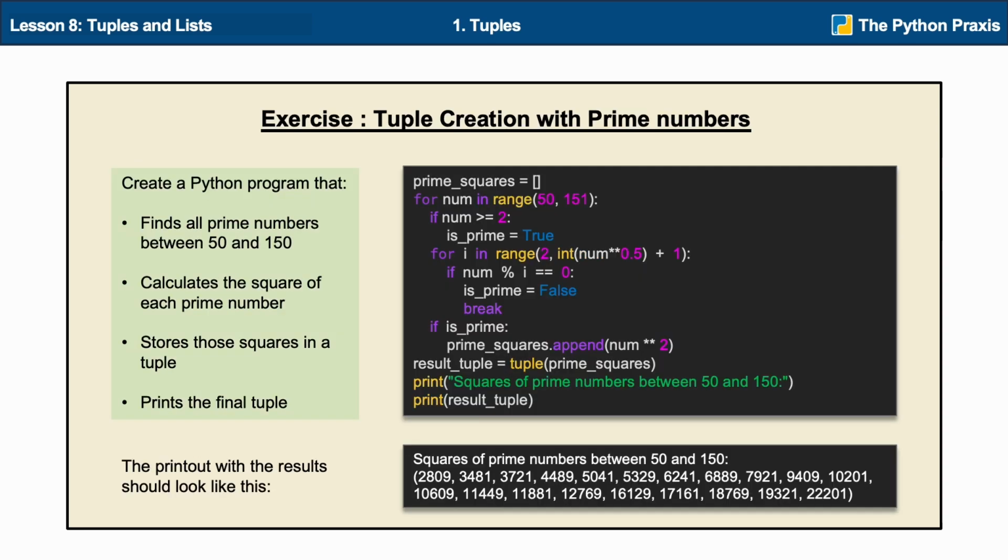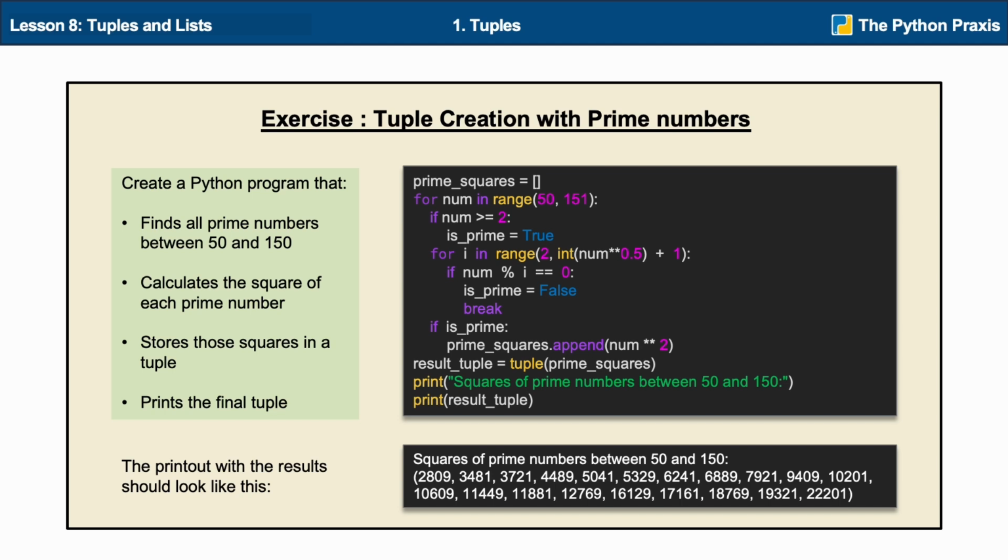Let's see tuples in action with an exercise. Tuple creation with prime numbers. We want to create a Python program that does the following. Finds all prime numbers between 50 and 150. Calculates the square of each one of these prime numbers, stores those squares in a tuple, and prints the final tuple. We begin by creating an empty list called prime squares. This list will later store the squares of all the prime numbers we find.